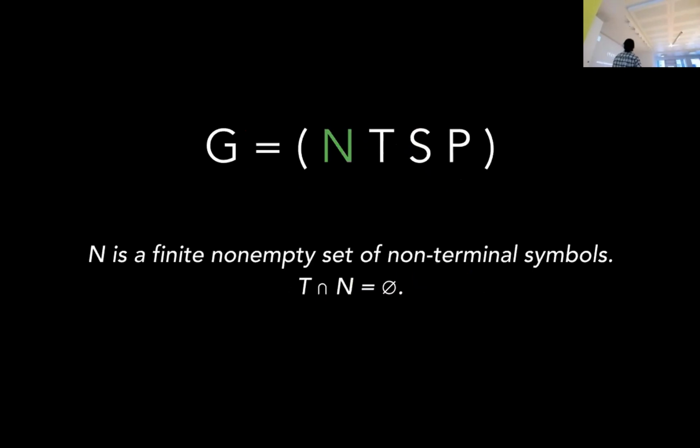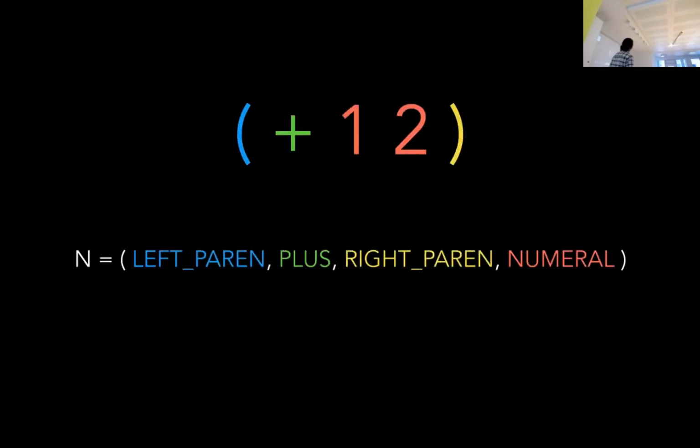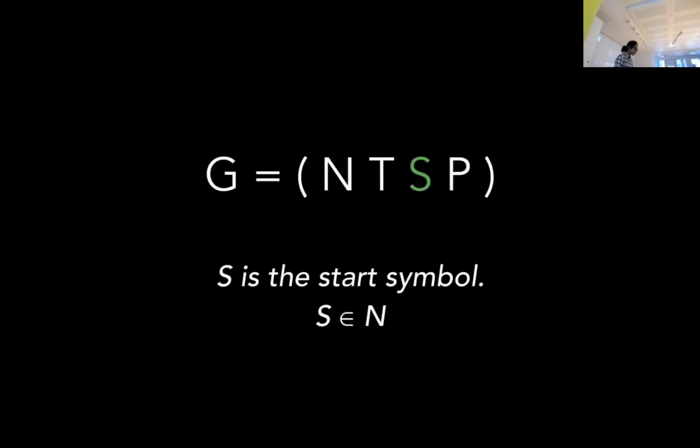And non-terminal symbols are something like variables, and non-terminal symbols and terminal symbols are disjoint. So you cannot have a symbol that is both terminal and non-terminal. And again, going back to that example, the left paren is a variable that stands for the terminal that is the actual left paren. Or maybe what would be a better example is numeral. So numeral is a variable that can stand for 1 or 2 in the Lisp-like language.